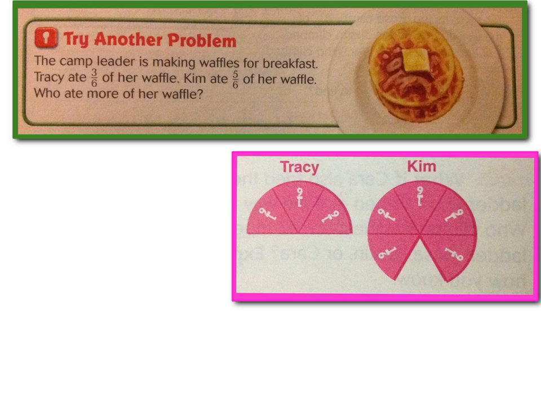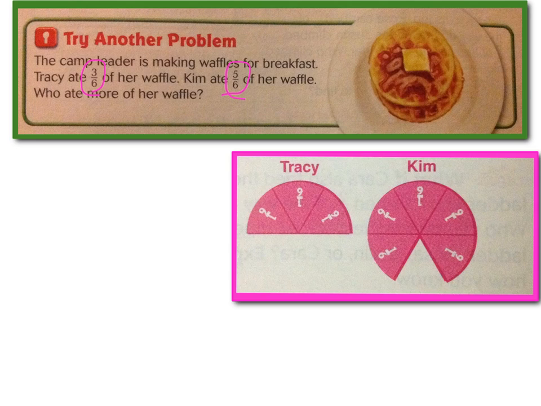The camp leader is making waffles for breakfast. Tracy ate 3/6 of her waffle. Kim ate 5/6 of her waffle. Who ate more of her waffle? Using the 1/6 pieces of a fraction circle, I can use 3/6 to represent Tracy and 5/6 to represent Kim. Comparing the two circles, I can see that Kim definitely ate more of her waffle than Tracy.